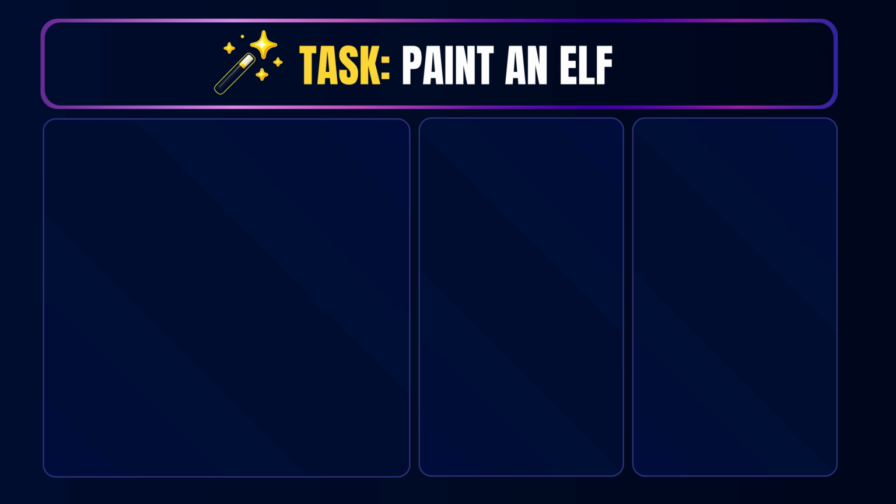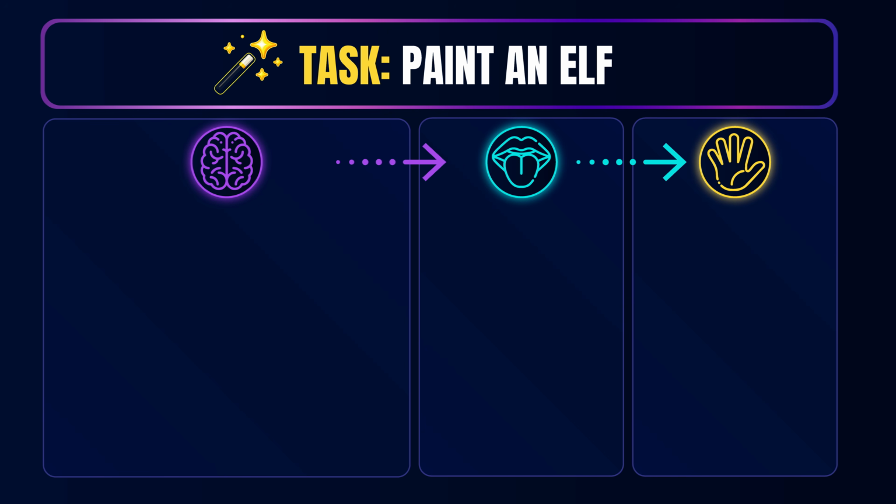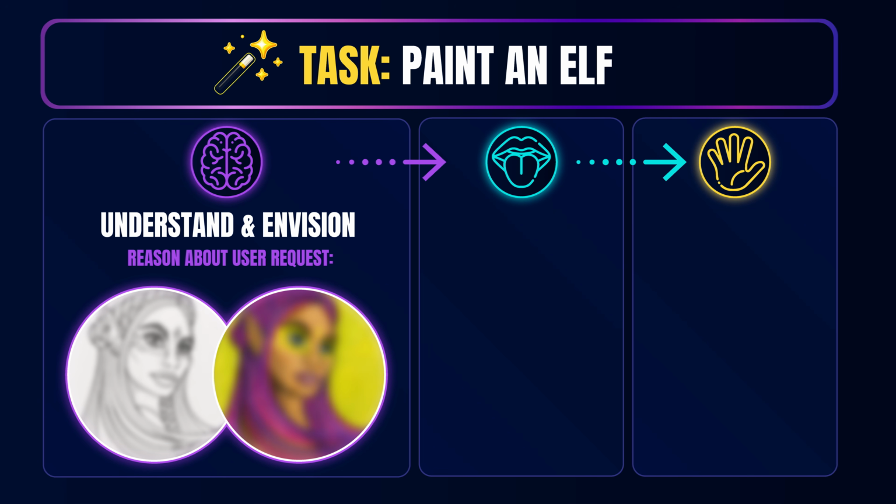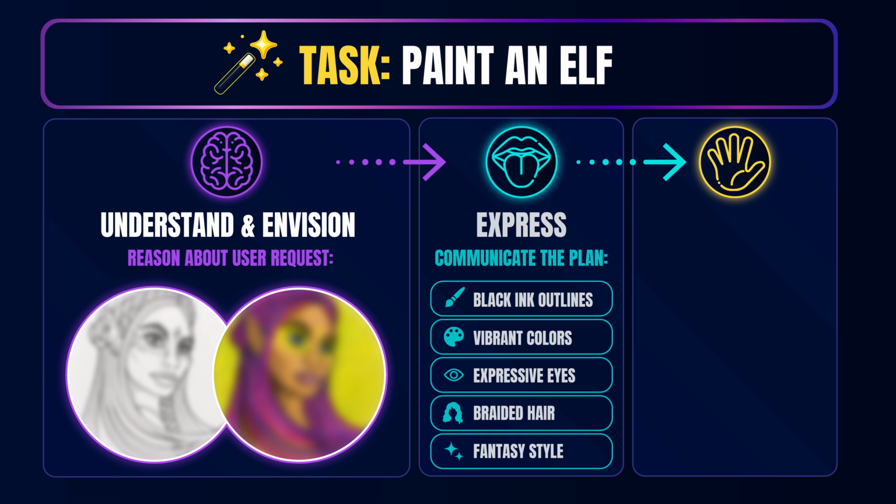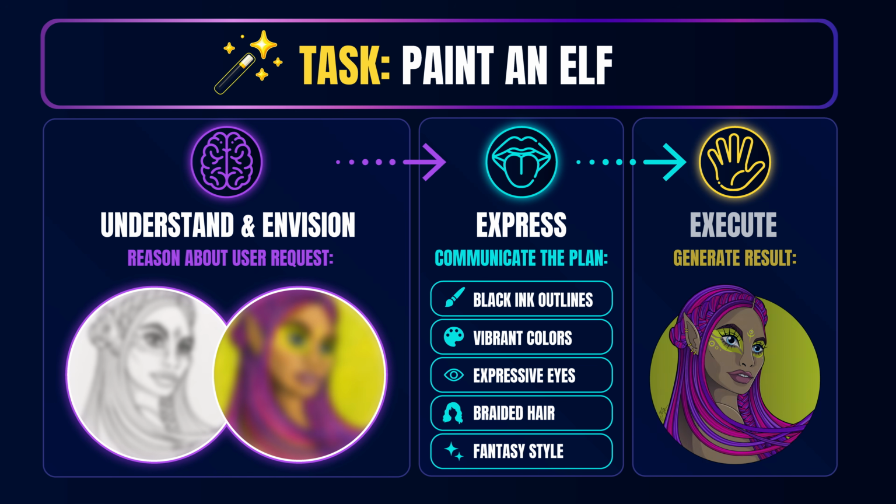When we want to achieve a certain task, like painting an elf, we first imagine it in our brain. We envision a facial focus, as well as bright colors with a bunch of thick black outlines all around. And only then we start painting. So if we take it into the world of AI, we have an agent that's made of three organs: a brain, a tongue, and a hand. The brain understands the task and envisions what the image would look like. The tongue communicates what the brain imagined. And finally, the hand executes what the brain and the tongue had already planned.